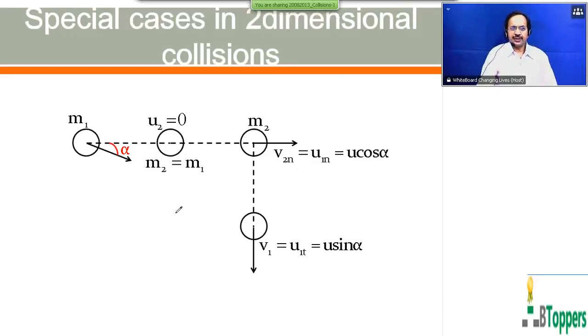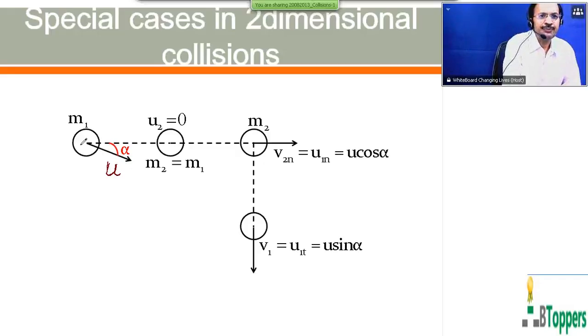I have shown the diagram showing the situation of case 2. Here, m1 is the mass of the first body which is initially in motion. u is the magnitude of initial velocity of the first sphere before collision, which makes some angle alpha with the line joining the centers of the two spheres. The mass m2 of the second sphere is same as the mass m1 of the first sphere. Second sphere is initially at rest.